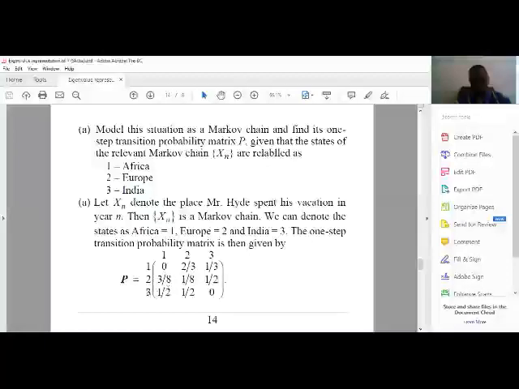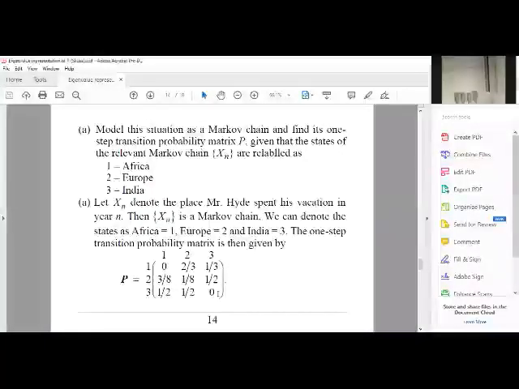So suppose this year he spent his vacation in India, then the probability that he will move to Africa the following year will be 1/2. The probability that he moves to Europe is also 1/2. And the probability that he remains in India is 0, because the sum in the row is equal to 1. So that's the transition probability matrix. Do you understand the transition probability matrix? Yes, sir, we understand so far.